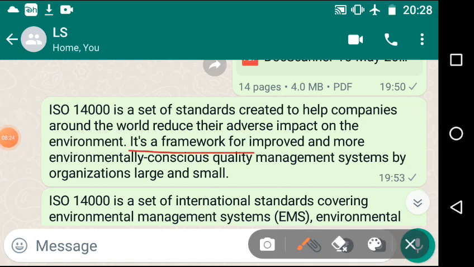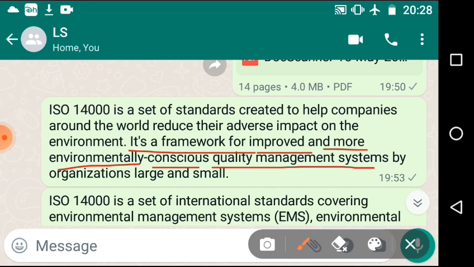It is a framework for improved and more environmentally conscious quality management system. So this ISO 14000 is a framework, it is the main basic structure to control the environment, and at the same time we will make the quality management system environmentally conscious. Conscious in Bengali is sachetan, in Hindi you can say sachet.